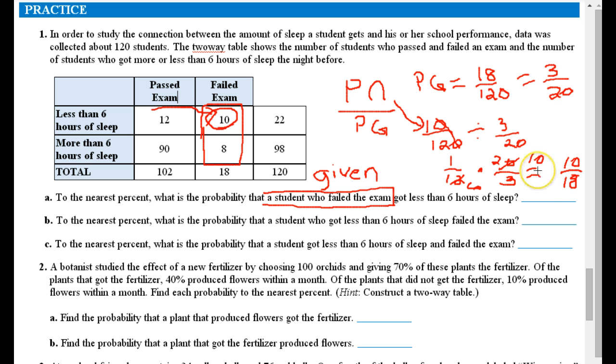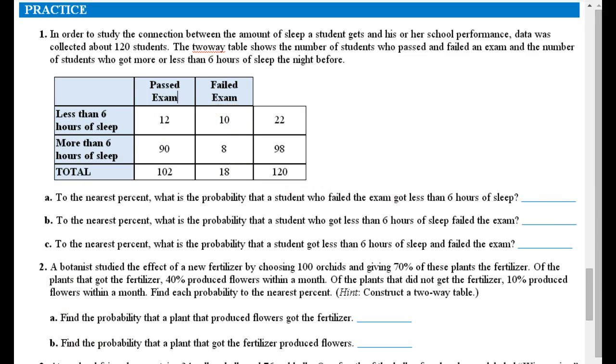10 over 18. And if I use my calculator, 10 divided by 18 equals approximately 56%. It asked for the nearest percent, so 56%. That's to the nearest percent because I had to round up a little bit. All right, so that's how that's done.